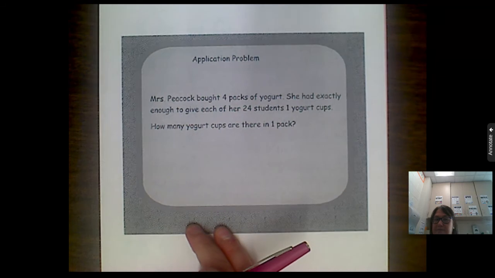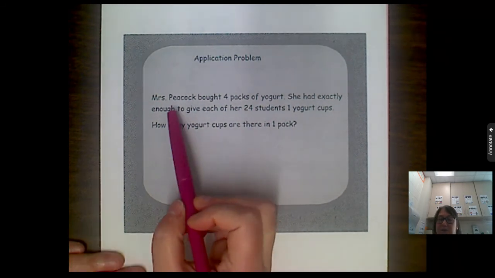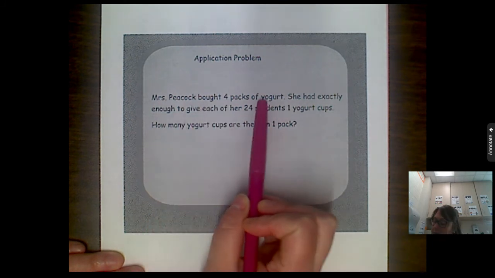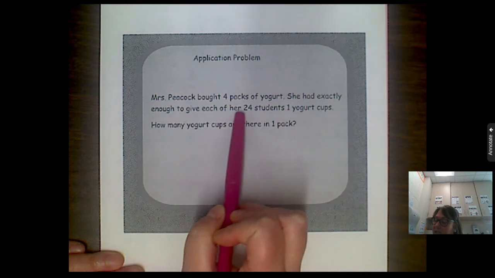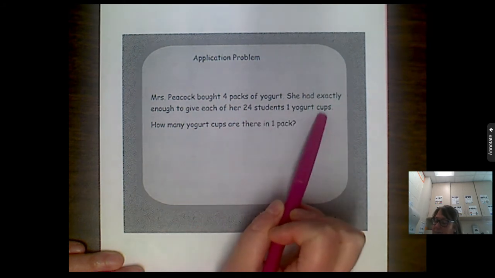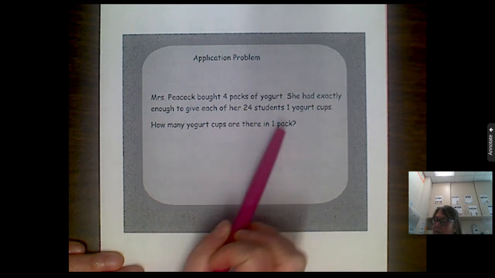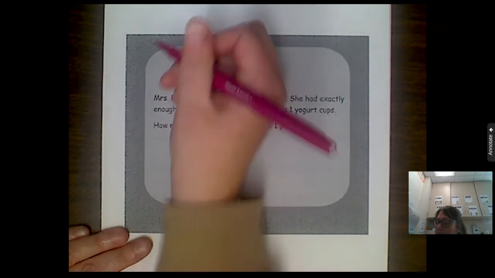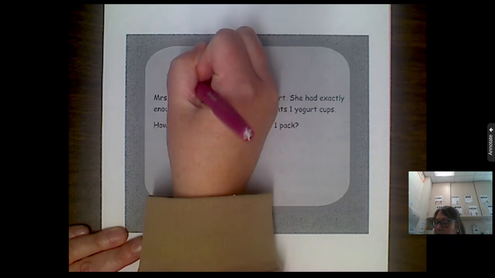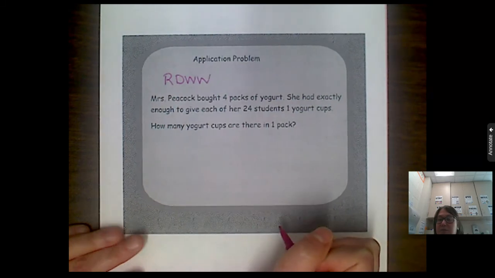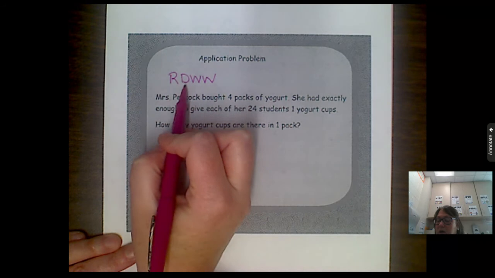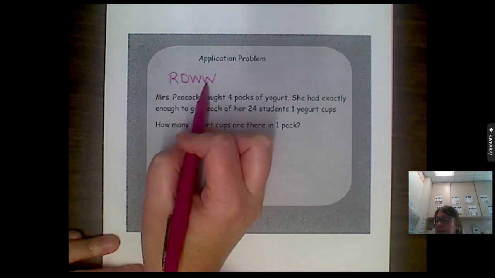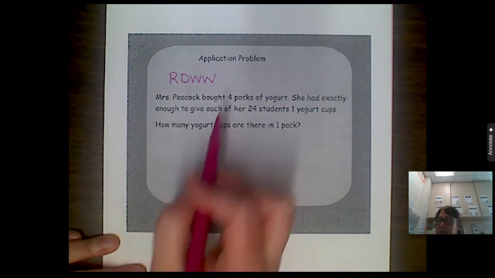Our application problem. Will you follow along with me as I read? If you want to read it with me, I would love that. Here we go. Mrs. Peacock bought 4 packs of yogurt. She had exactly enough to give each of her 24 students 1 yogurt cup. How many yogurt cups are there in 1 pack? Don't you think this would be an RDWW because it's a word problem? So I'm going to put RDWW. Do we remember what these letters stand for? Read, draw, write, write. The first write is to write a number sentence, and the second write is to write a word sentence.